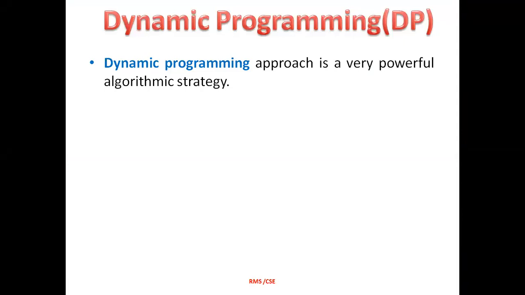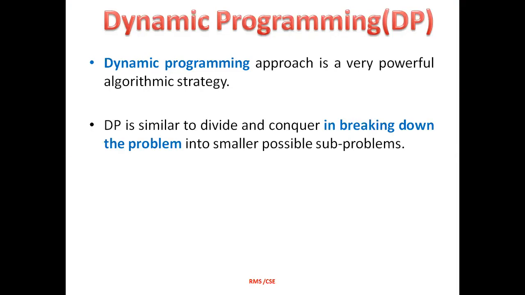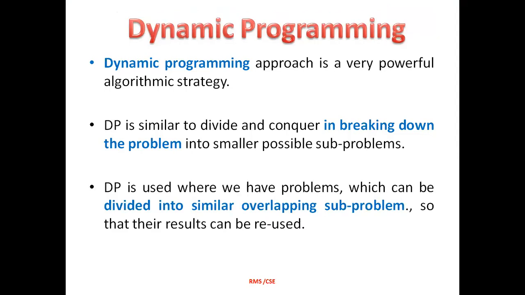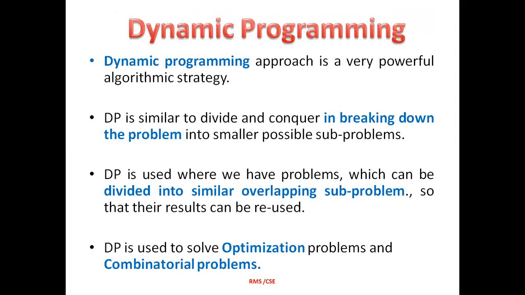Dynamic programming is a very powerful algorithmic technique which is similar to divide and conquer in breaking down the problem, but here the problems are overlapping subproblems of a similar kind so that their results can be reused. Dynamic programming is used to solve optimization and combinatorial problems.